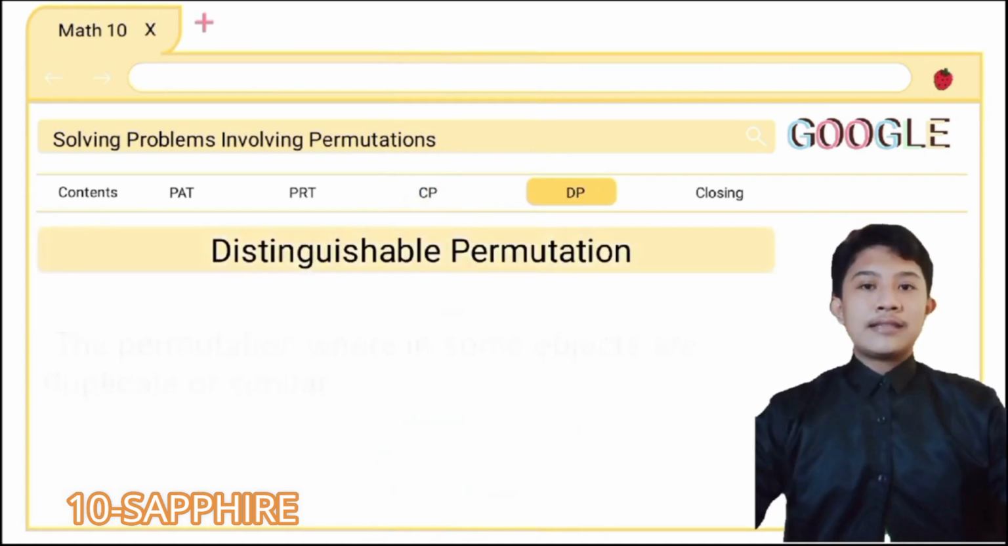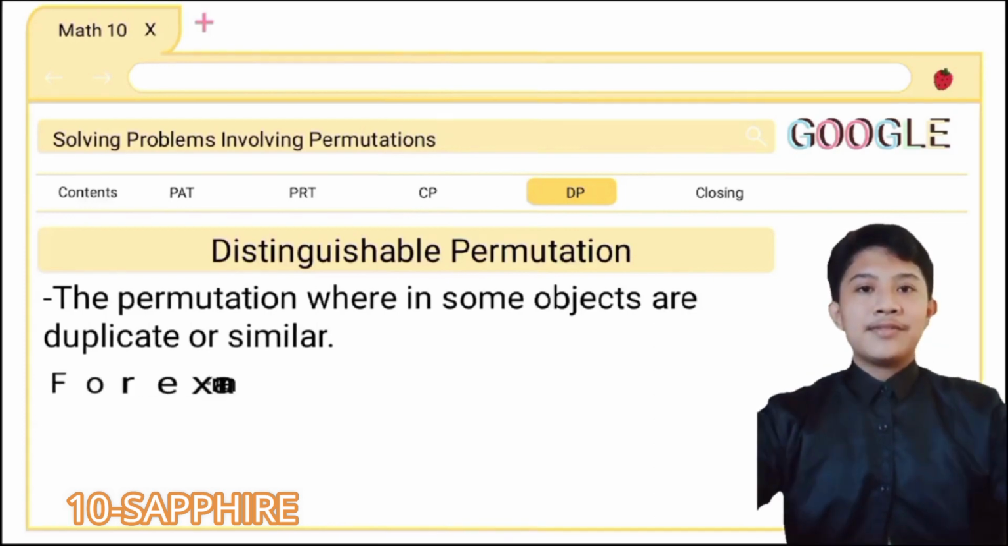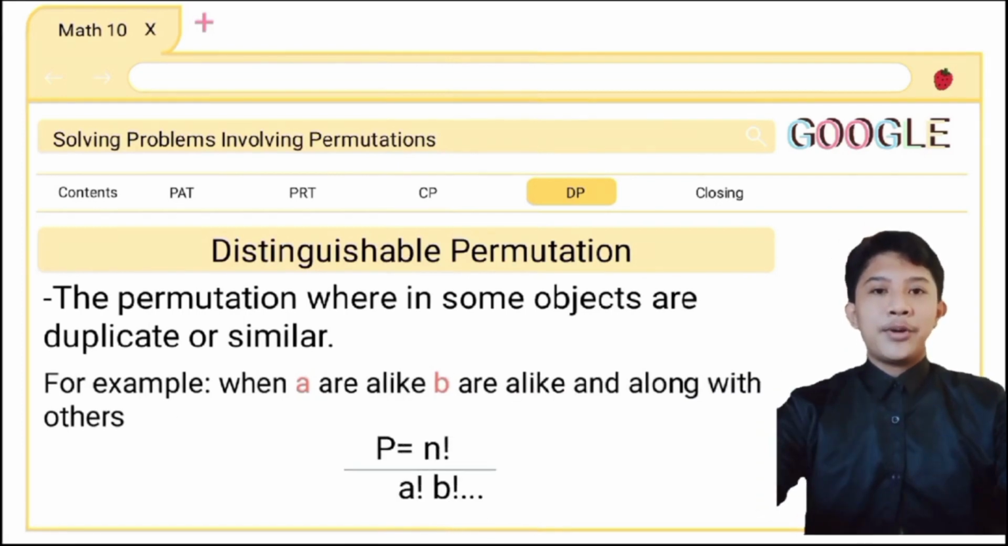And now we're here in the last topic. Our last topic is all about distinguishable permutation. In this permutation, some objects are duplicate or similar. Meaning in Tagalog, sa permutation na ito ay ilang mga object ay magkapareho. The number of distinguishable permutations of objects where A are alike, B are alike, and along with others, you can illustrate it by permutation equals n factorial over a factorial, b factorial, and so on.